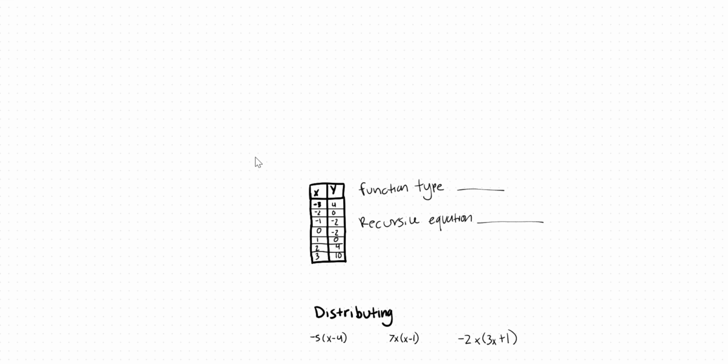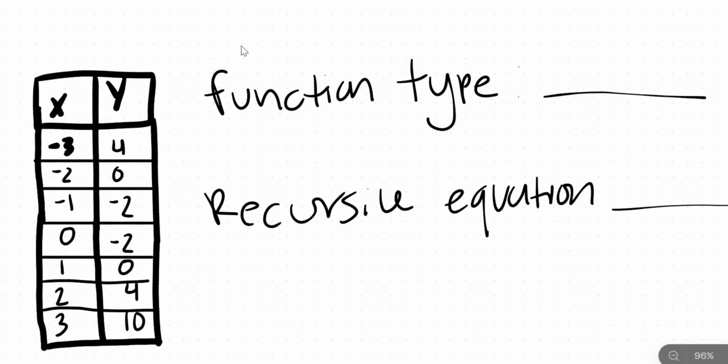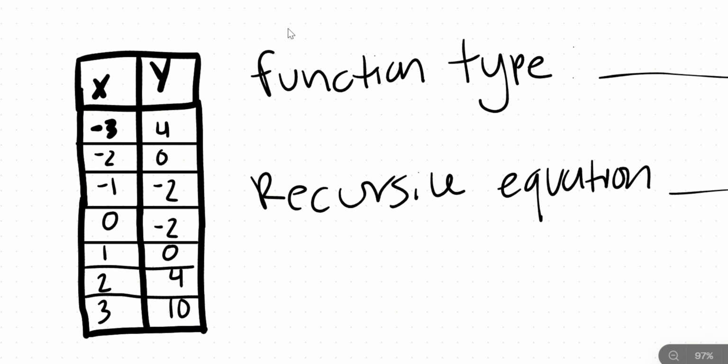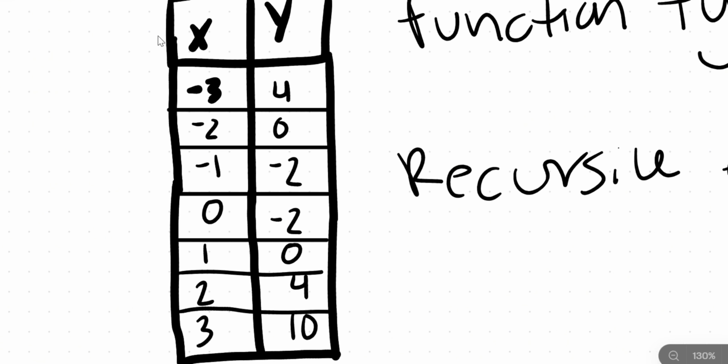So the first question that we're going to be going over is how to write recursive equations and determine the kind of function. First, we're going to figure out the function type. The way we're going to do that is we're going to look at the table values that we have. We're going to look at both the x and the y values. So first, we can see here that every value on the x is going up by 1. Plus 1, plus 1, plus 1, and so on.